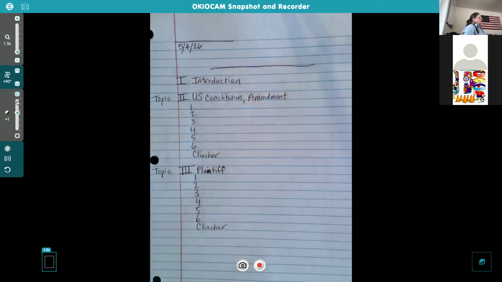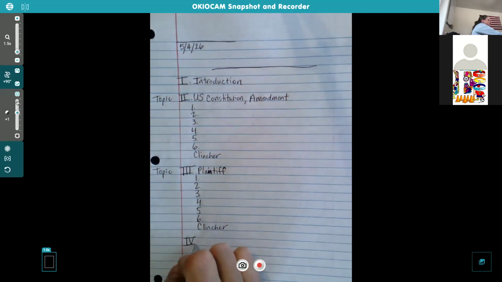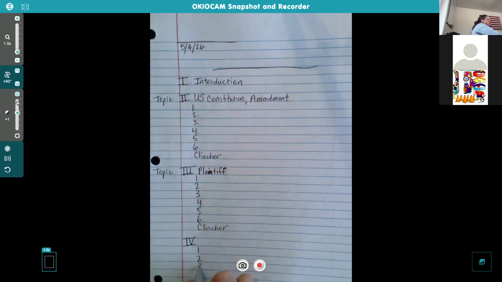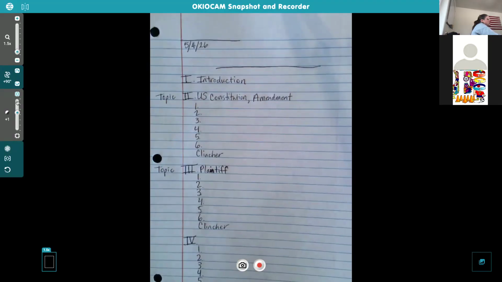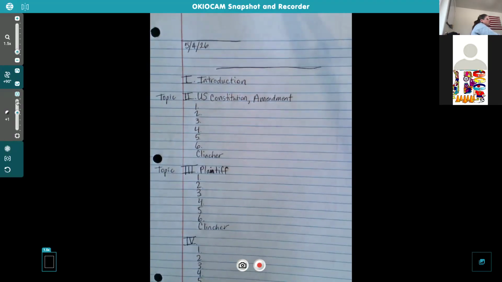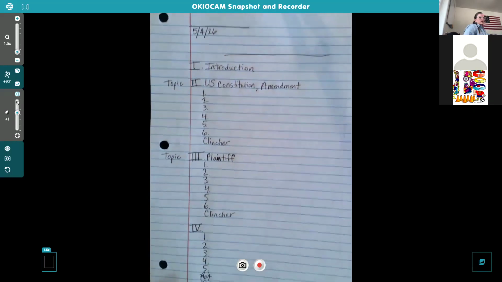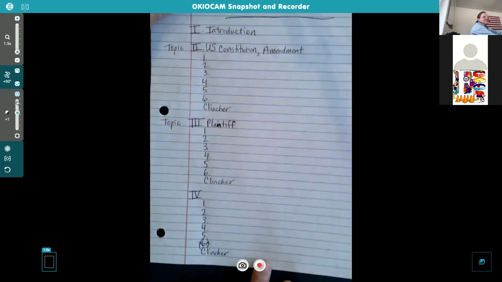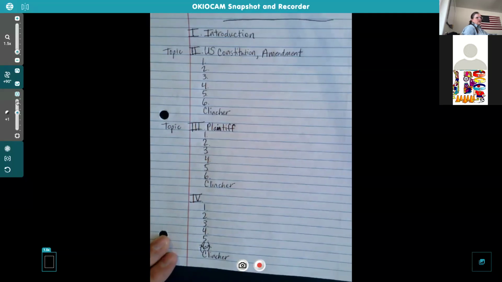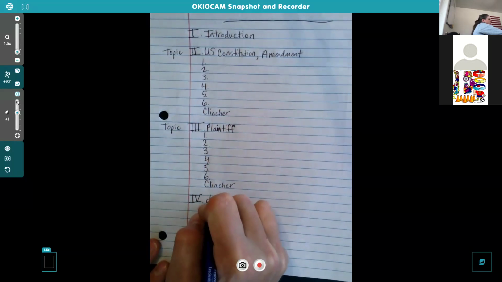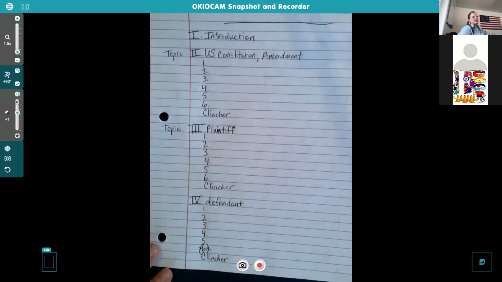There we go, plaintiff. Go ahead and skip a line and we're going to do Roman numeral 4 and 1 through 6 again. If you need to use the back, use the back. Oops, I did not mean to put parentheses around 6, so forget that, because you need 6. Don't put parentheses around 6. This one is defendant.